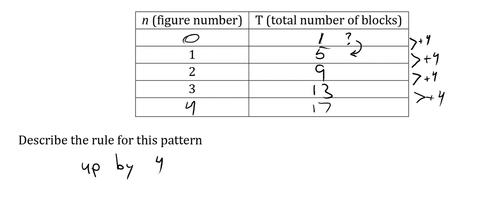It's going up by 4 or something like that. But why is this rule not good enough? This goes back to the question that I was asking at the beginning. Why is this rule not good enough?